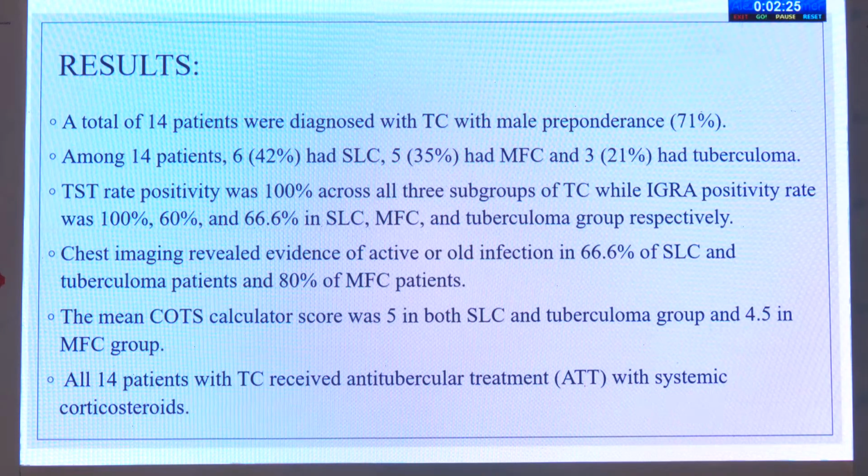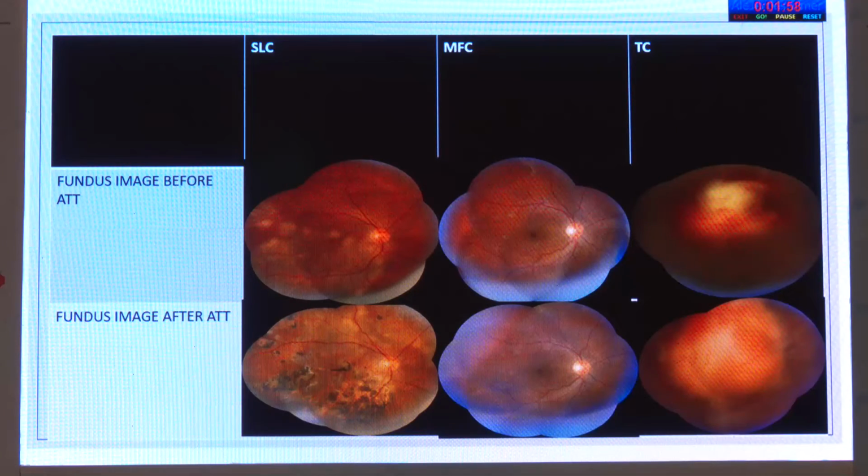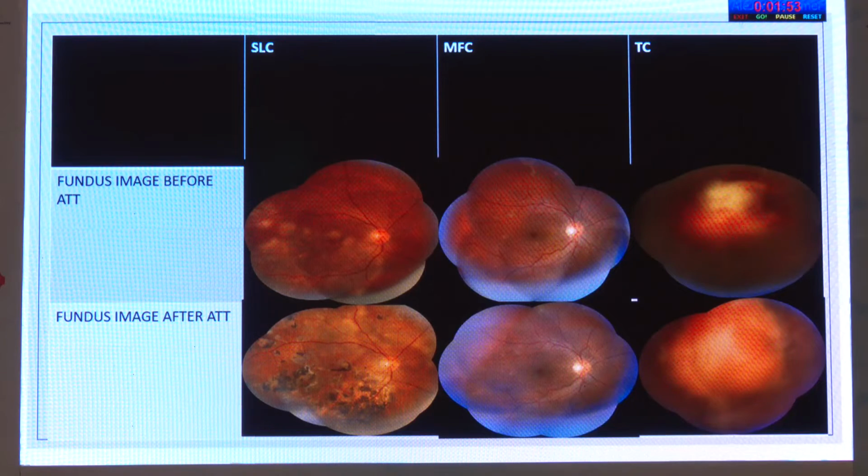The chest imaging revealed evidence of active or old infection in 66% of SLC and tuberculoma patients and 80% in MFC patients. The mean COTS calculator score was 5 in both SLC and tuberculoma group of patients and 4.5 in MFC group. All 14 patients with tubercular choroiditis received ATT, anti-tubercular treatment with systemic steroids. These are the pictures of SLC patient before ATT and after ATT, MFC patients and tuberculoma patients.